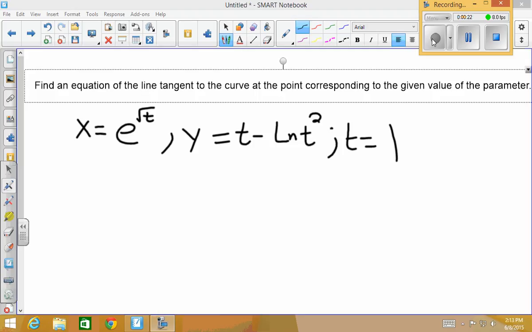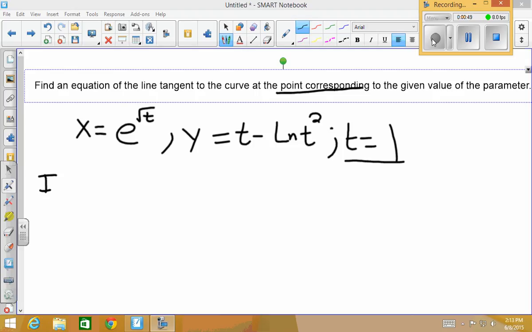Well, we need to find an equation of the tangent line at the point corresponding to the given value of the parameter. So the first thing that we might do is try to find that point corresponding to the given value of the parameter, which in this case is t equals 1. Finding that point just boils down to substituting the value of t into our equations for x and y.